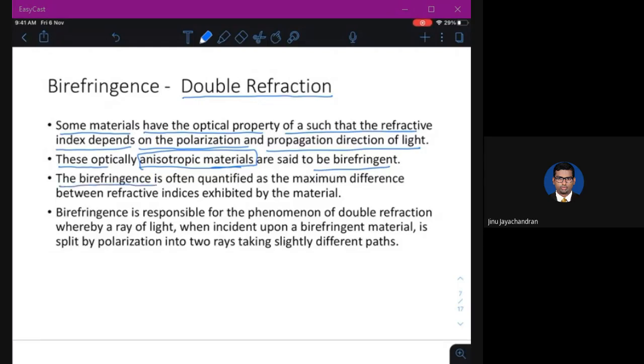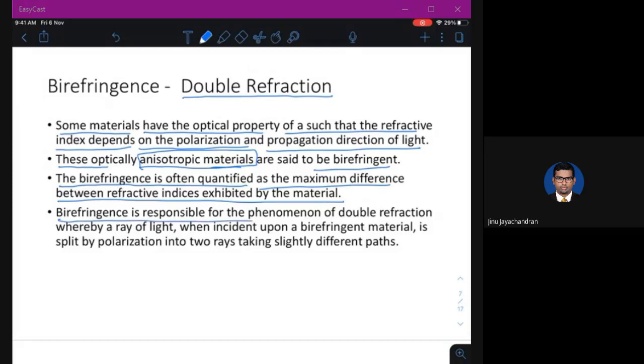Birefringence is often quantified as the maximum difference between the refractive indices exhibited by the material. When light falls on the material, depending on its polarization, there can be a change in refractive indices. If you take the lower refractive index and the higher refractive index that are possible by passing that light, that is basically the difference. The maximum difference is called the birefringence.